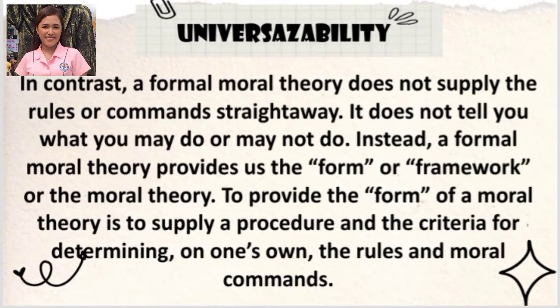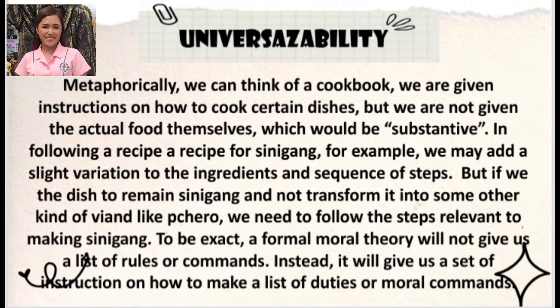In contrast, a formal moral theory does not supply the rules or commands straight away. Okay, it does not tell you what you may do or may not do. Instead, a formal moral theory provides us the form or framework of the moral theory. To provide the form of a moral theory is to supply a procedure and the criteria for determining on one's own the rules and moral commands.